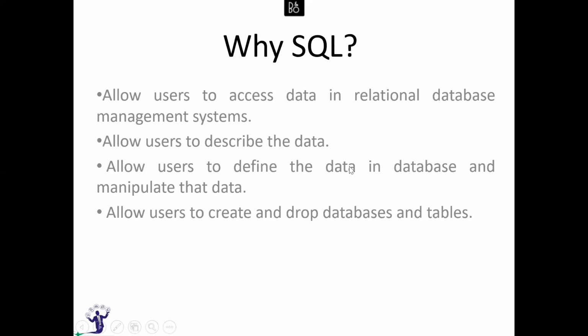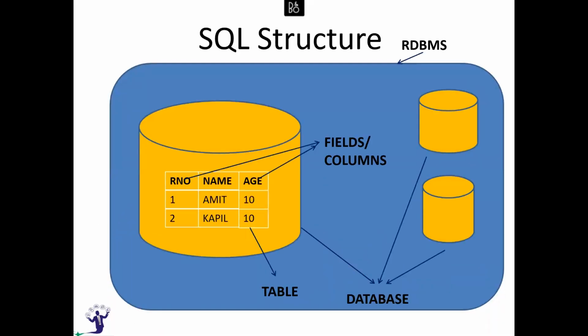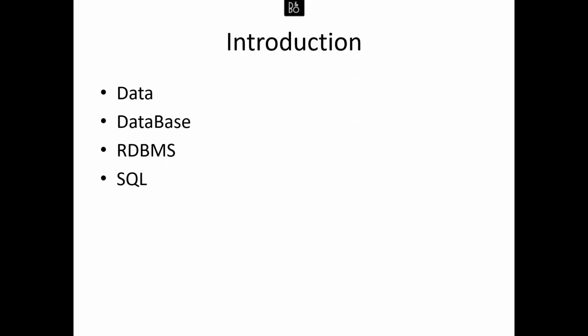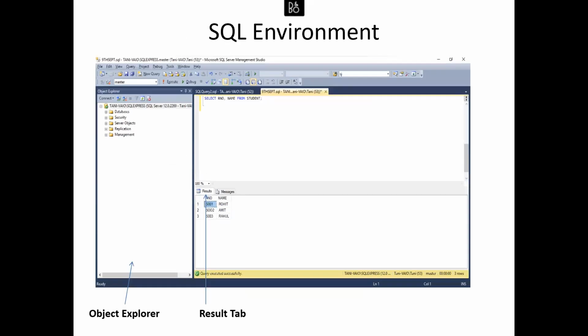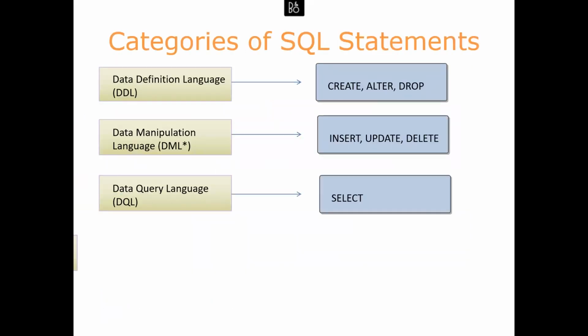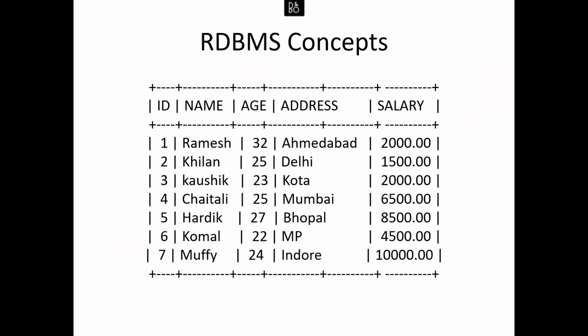Then, why SQL? We talked about the basic structure of SQL: the database, the tables, rows, and columns. We saw the SQL process and the introduction. We saw the SQL environment, that is the editor, results, messages, and the explorer. We also saw the various categories of SQL: DDL, DML, DQL, and DCL.